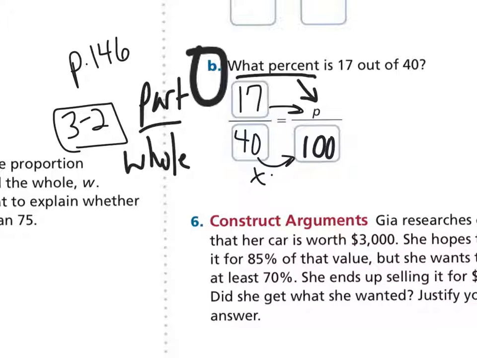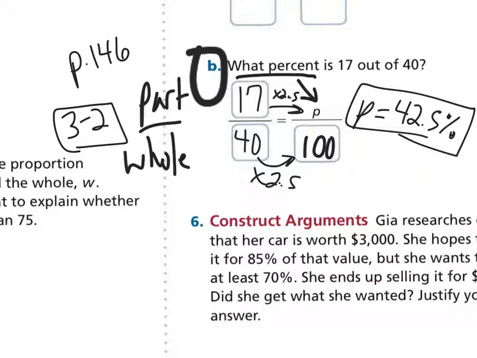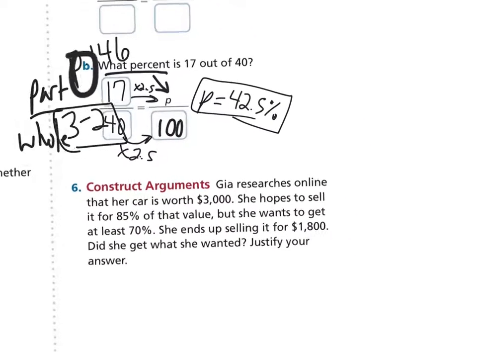So this is multiplying by 2.5 going towards the variable. So if we do 17 times 2.5, that should be our answer. So that is going to be 42.5. And remember, we're trying to find a percent, so that's 42.5%. So we're saying 42.5% is the same as 17 out of 40.